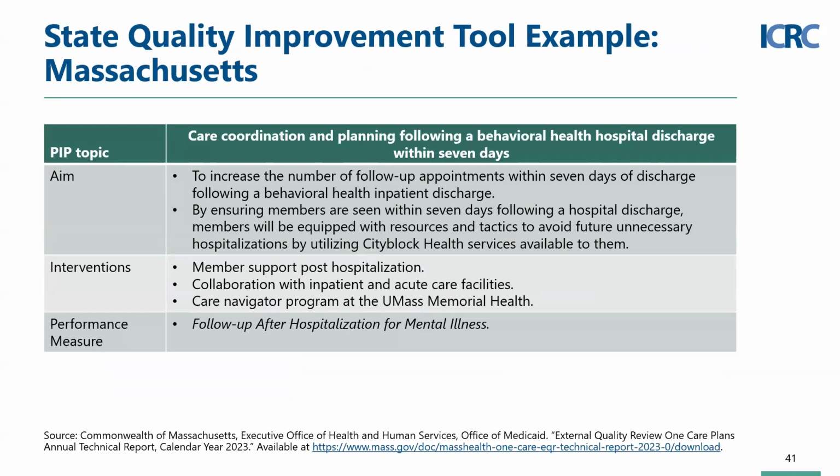This slide shows a behavioral health PIP used in Massachusetts that aims to improve care coordination and planning following behavioral health hospital discharge. This PIP uses three interventions, including enrollee support following hospitalization, collaboration among inpatient and acute care facilities, and a care navigator program. States interested in seeing more examples of how Massachusetts integrated D-SNPs into Medicaid QAPI activities can review the Massachusetts EQR report for its One Care program, which is linked at the bottom of this slide. Slide 42, please.